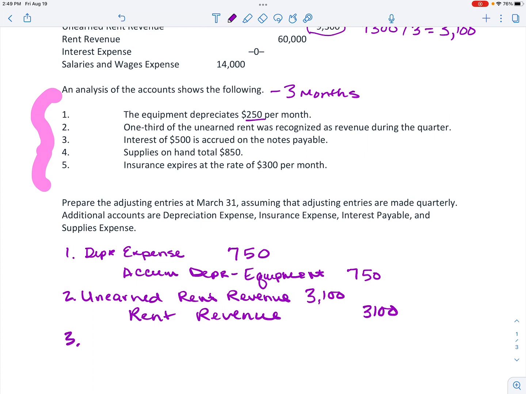It says interest of $500 is accrued on the notes payable. So we have to show that accrual with our interest expense. And it's just the $500 that has been accrued, and we'll have to pay that later, so we're going to credit our interest payable for $500.